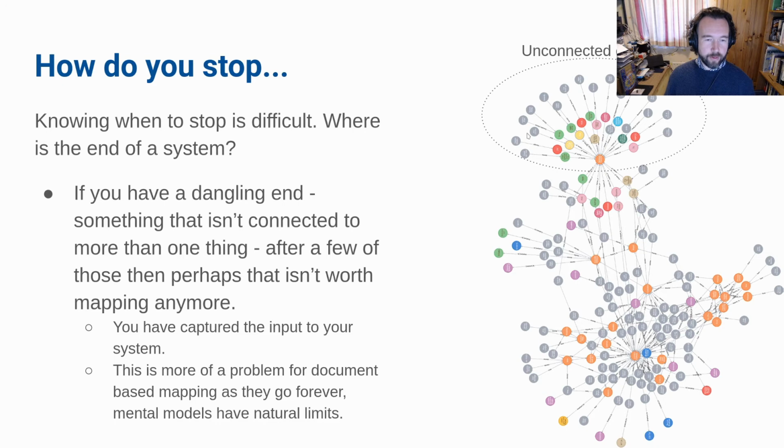This sort of where-to-stop problem does depend a little bit on how you're doing your mapping. If you're mapping based off documents, it's easy to carry on forever. But if you're mapping mental models, out of people's personal mental models, then you'll reach a natural stopping point a bit quicker, normally.